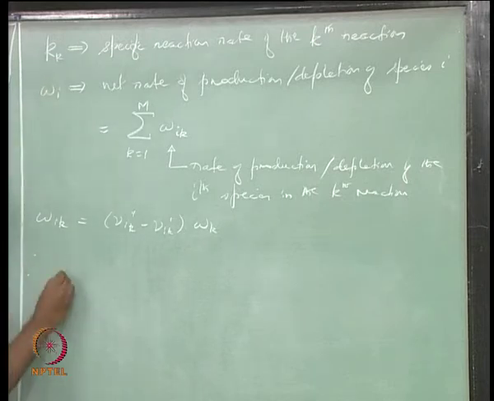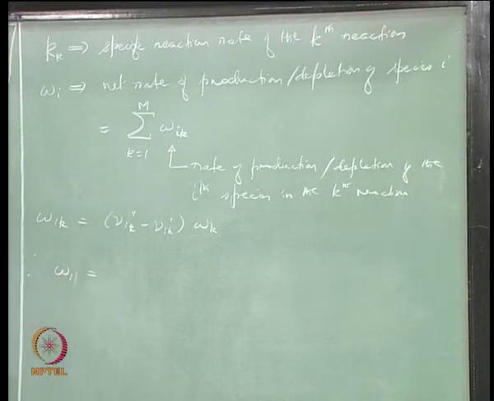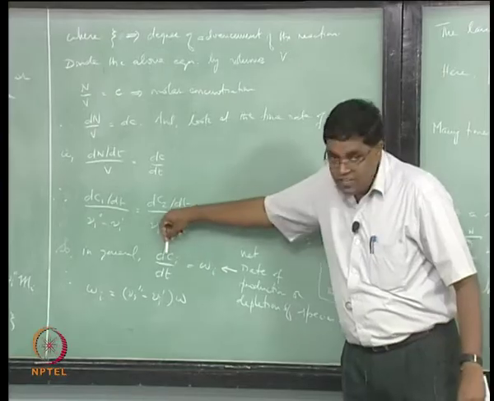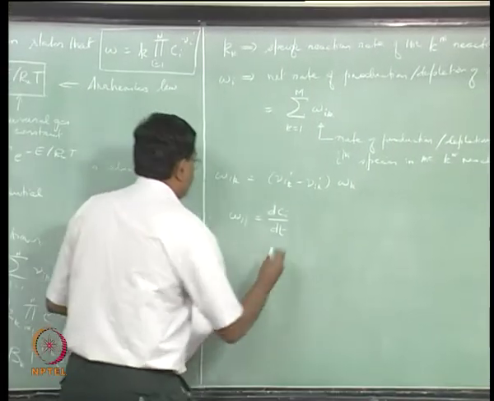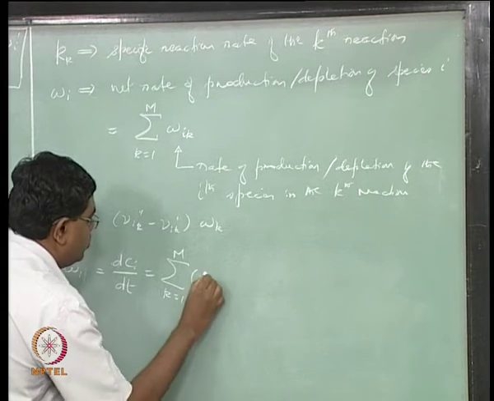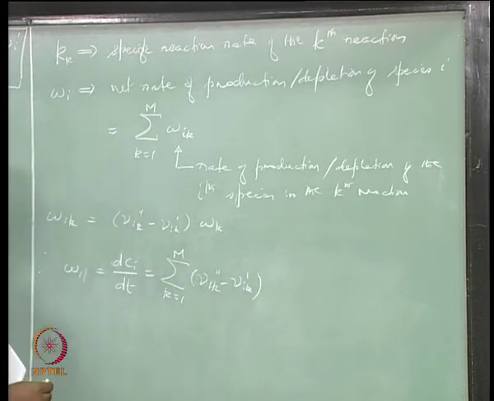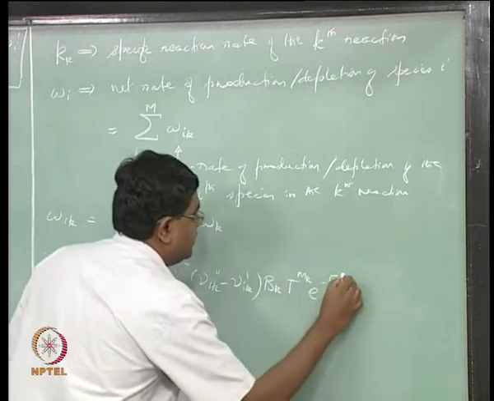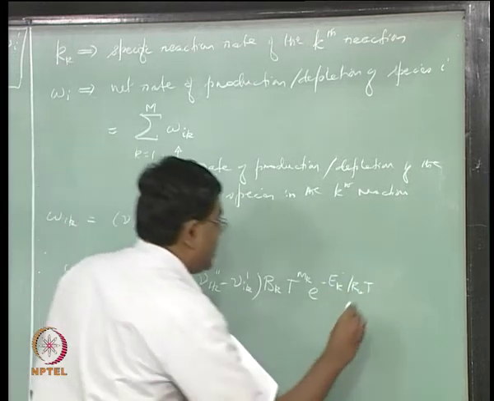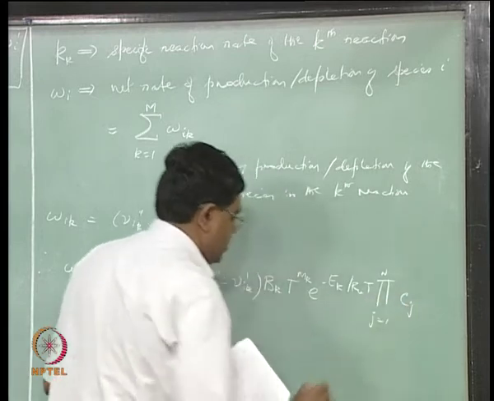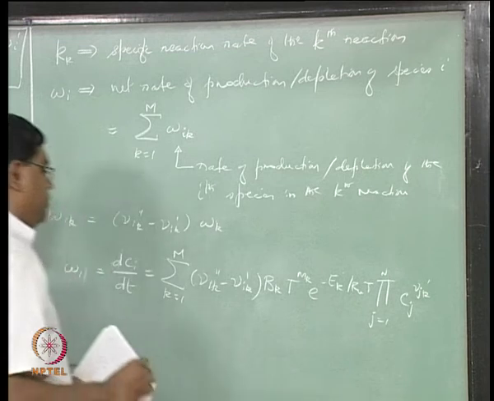Therefore omega i is nothing but dci over dt, that remains the same there. So dci over dt is equal to sigma k equals 1 to M of (nu ik double prime minus nu ik single prime) omega k, and omega k is bk T to the mk, e to the exponential of minus ek over Ru T, times the product over j equals 1 to N. I'm just using a different running variable to avoid confusion, cj to the nu jk single prime.